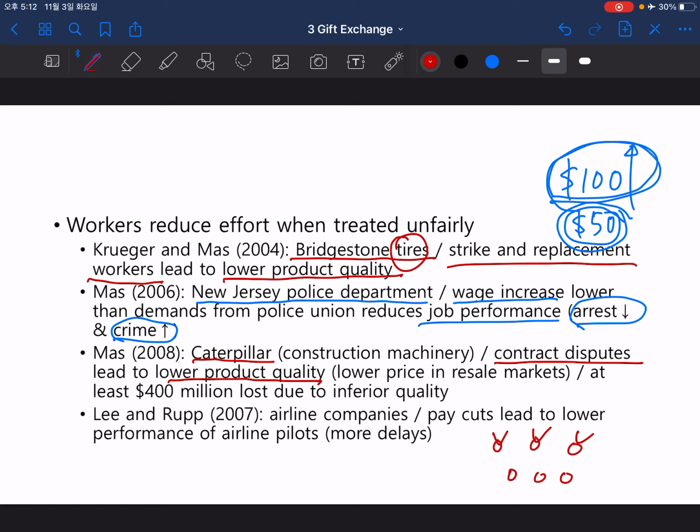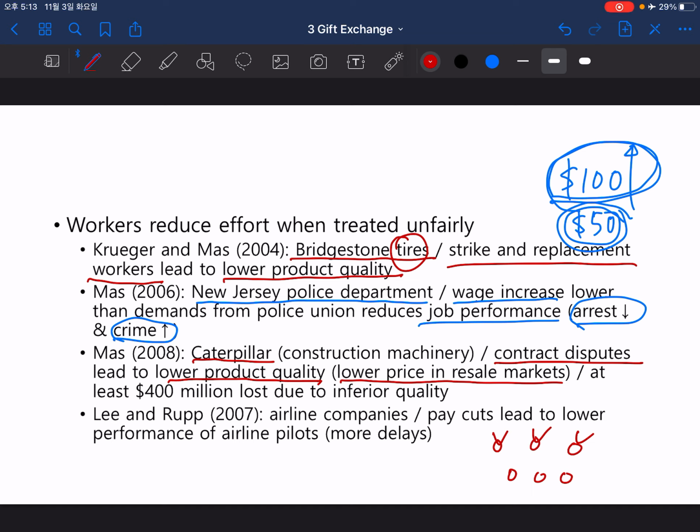And in this paper, measuring product quality can be a very difficult issue. So the researcher measures product quality in terms of price in the resale market. Once the product is sold, after some amount of use, maybe the owner wants to resell the product to others in the resale market. If product quality is high, the price in the resale market is going to be high. And if product quality is low, we can imagine the price in the resale market is going to be low.